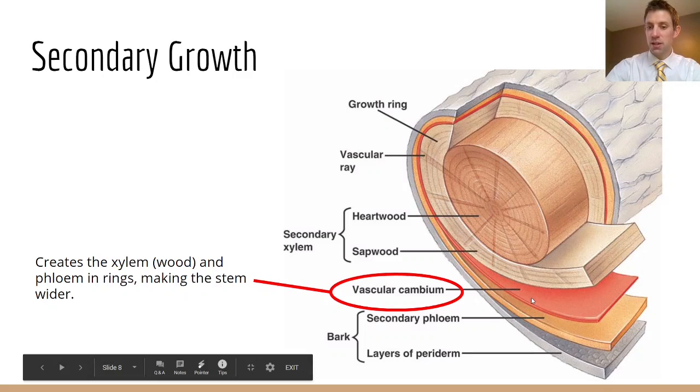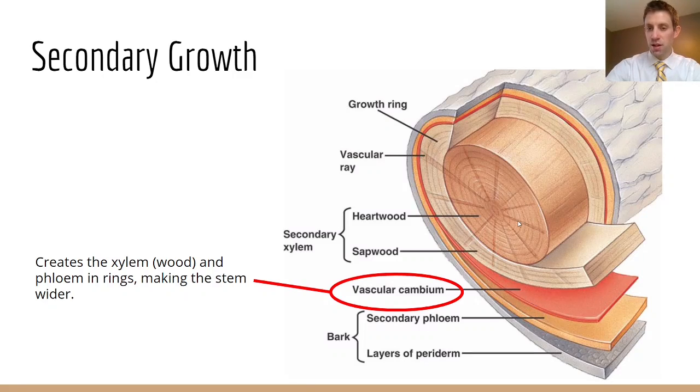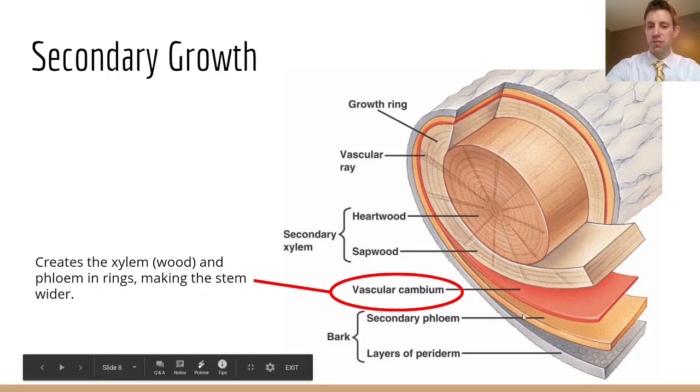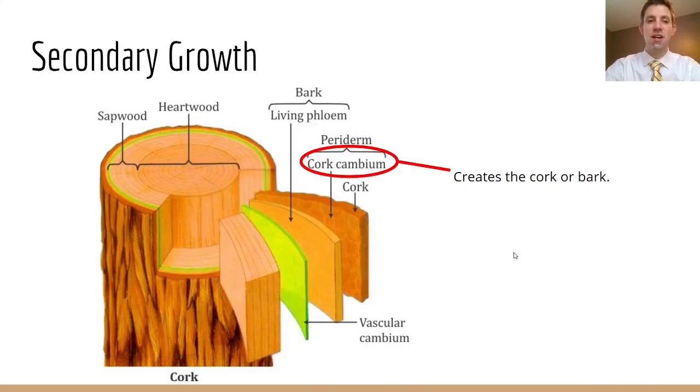It does this by making rings specifically of wood, and that's where the rings come from when we take a look at the interior of a woody stem. And it just makes the phloem larger as the stem continues to get wider. The second type of lateral meristematic tissue is cork cambium. And you can see it right here.